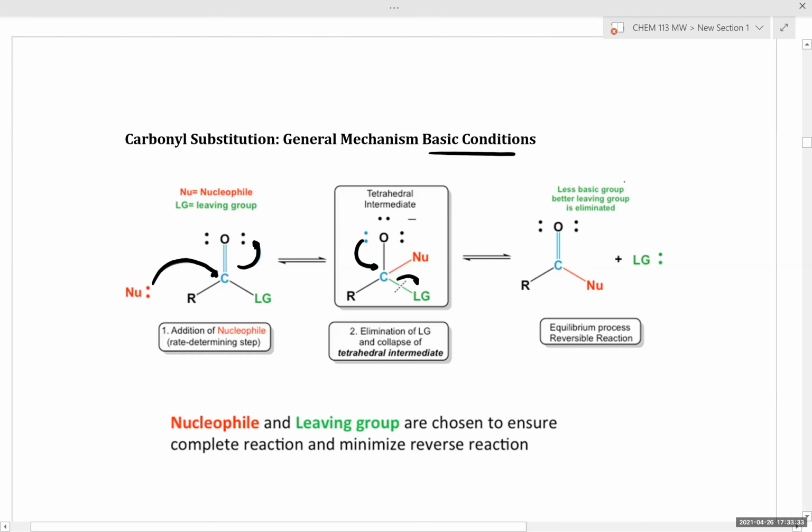Although this reaction is technically in equilibrium, usually the nucleophile and leaving group are chosen to ensure complete reaction and minimize reverse reaction. So generally we use a strong nucleophile, and your leaving group is generally going to be a weak nucleophile, part of why the leaving group is a good leaving group. Does this general mechanism make sense to everyone?